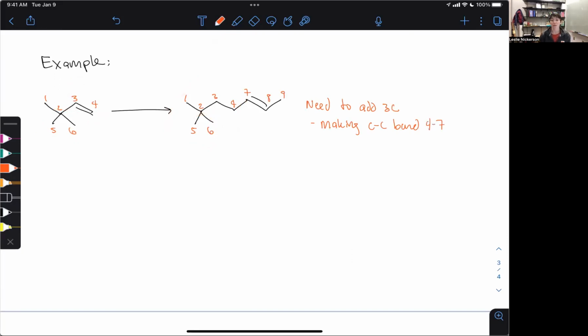Okay, so that 4 to 7 bond being carbon-carbon and not having any evidence of any nitrogen around anywhere, we should be thinking an alkyne alkylation right away. Okay, so knowing that there has to be an alkyne here at some point, then at that stage, we should be looking at this alkene.